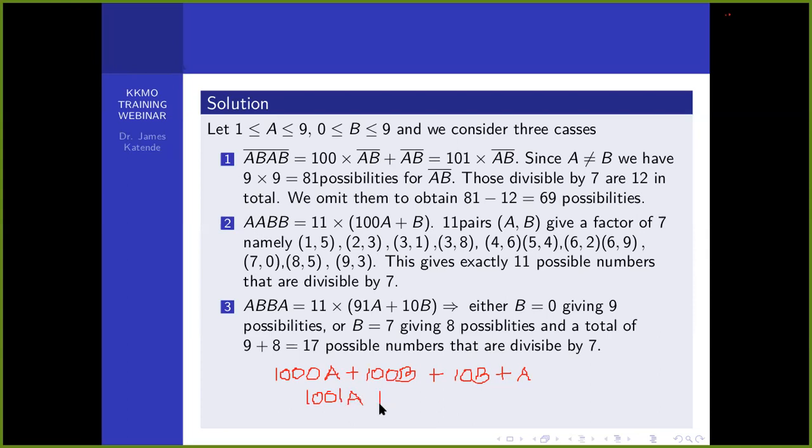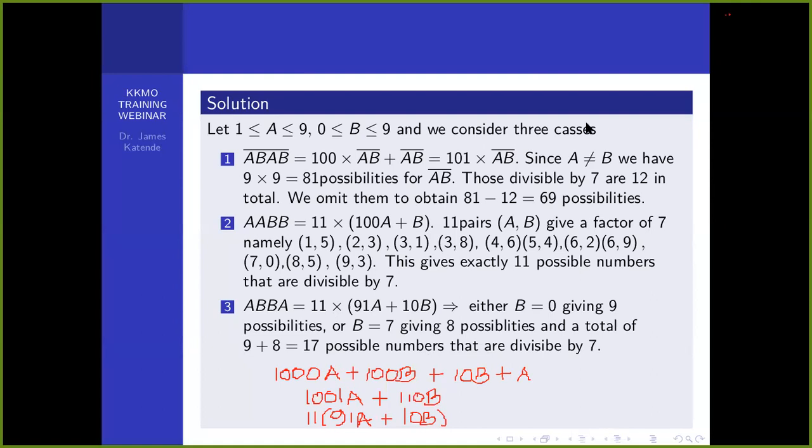And then on this other end, you have 110B. Now they have 11 as a common factor. So you have 11 out here, and then inside here, you'll have 91A plus 10B. That's how we obtain this thing here. I think that should be clear.